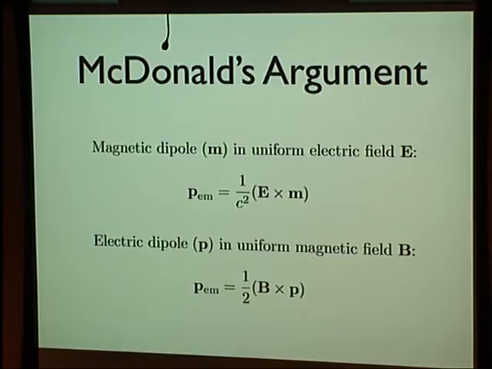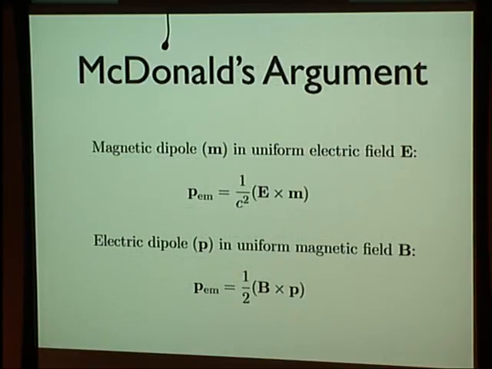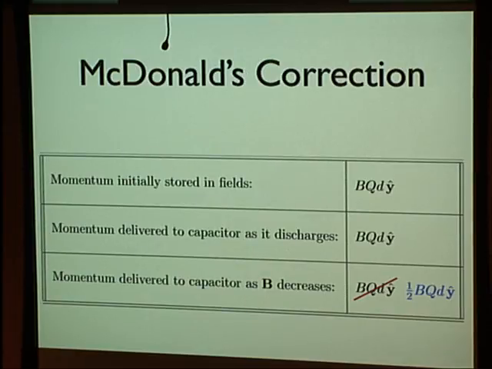So from that, I can immediately calculate what the true electromagnetic momentum for the parallel plate capacitor in a uniform field is. It's not BQD, but 1/2 B times QD. So McDonald shows that that is incorrect. It should have been 1/2. Now my beautiful example is completely corrupted.